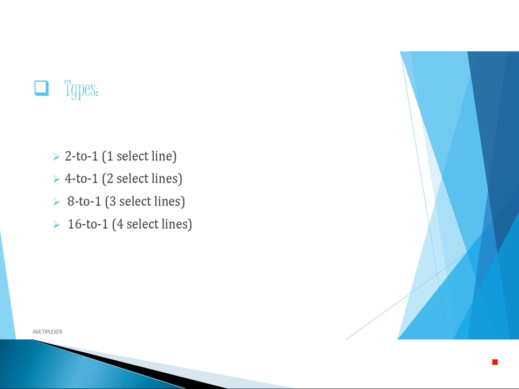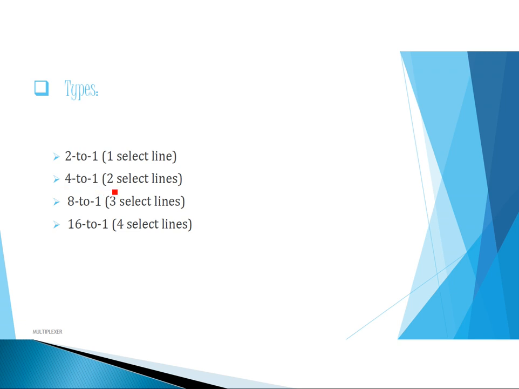So multiplexers have different types. Already we know that it has 2 raised to n inputs, only one output, and n select lines. Based on that, we can classify the multiplexer. The first type is the 2:1 multiplexer. That means it has two inputs, one output, and one select line, because 2 to the power of 1 equals 2.